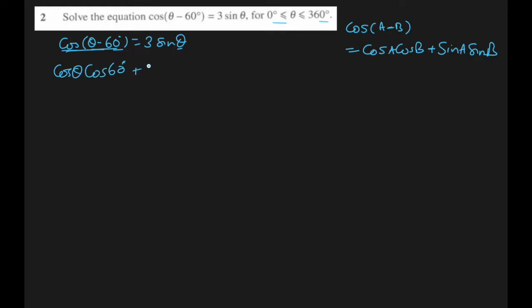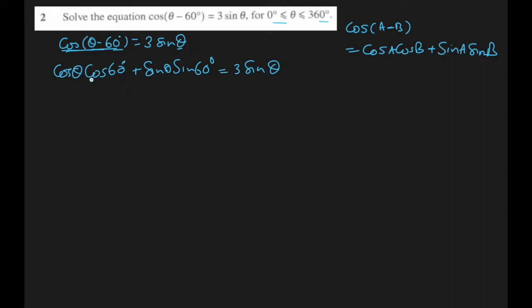Their angles are different, so the first thing is that their angles must be made the same, and that will be done when I open this compound angle identity. Cos A minus B is equal to cos A cos B plus sine A sine B. So it will be cos theta, which is cos A for us here, cos 60 plus sine theta sine 60 equal to 3 sine theta.